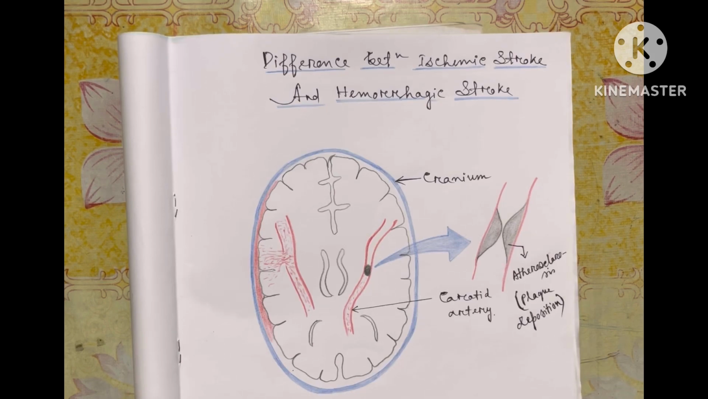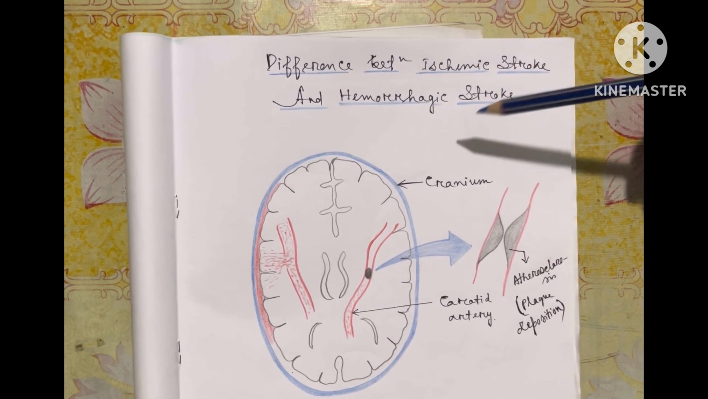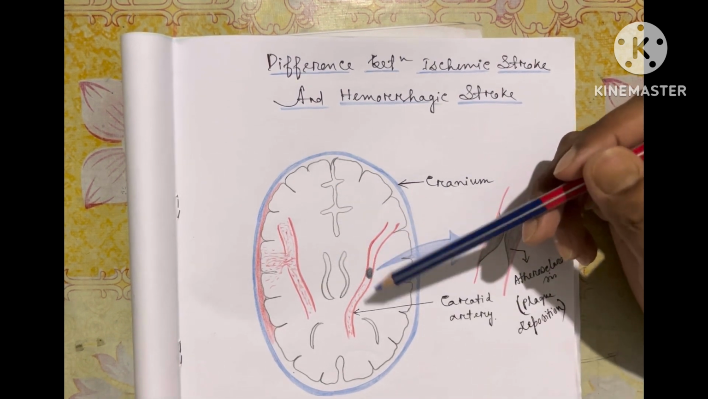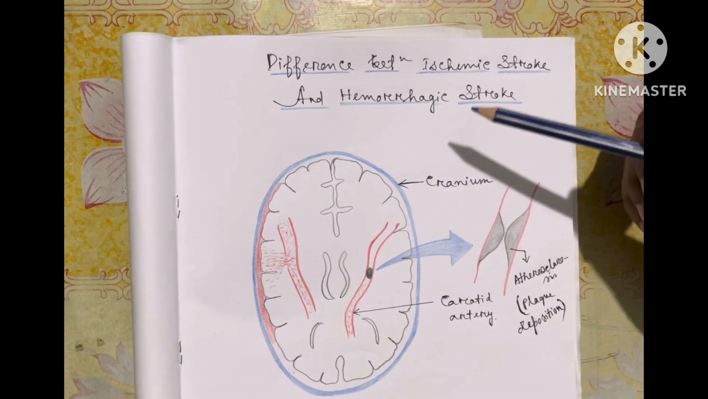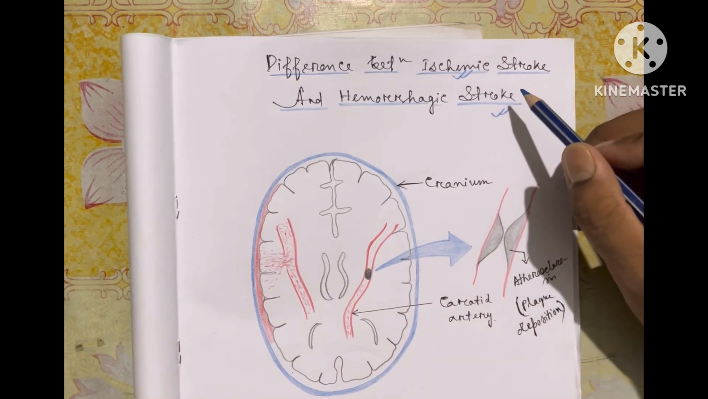So today in this video we are going to discuss the difference between ischemic stroke and hemorrhagic stroke. So we know what stroke is. Stroke is the reduced or interrupted blood supply to our brain cells, meaning our neurons. So what happens in ischemic stroke and what happens in hemorrhagic stroke?